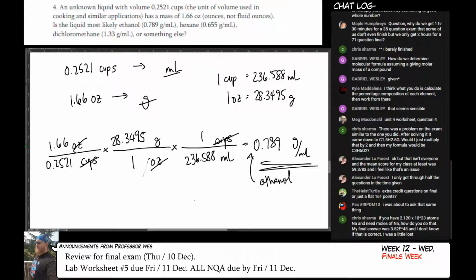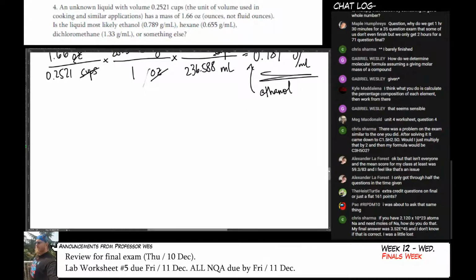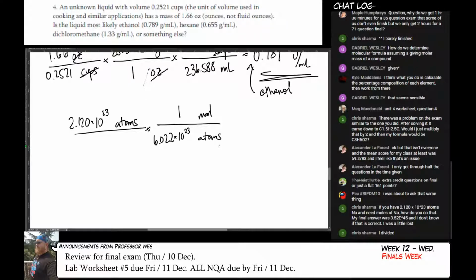If you have atoms and you're turning into moles, you want to divide by Avogadro's number. If you got that number times 10 to the 45, that looks like you multiplied. So if you had this many atoms and you wanted to turn that into moles, remember that in 1 mole there are always Avogadro's number of atoms. Oh, if you divided, then this is what happened.